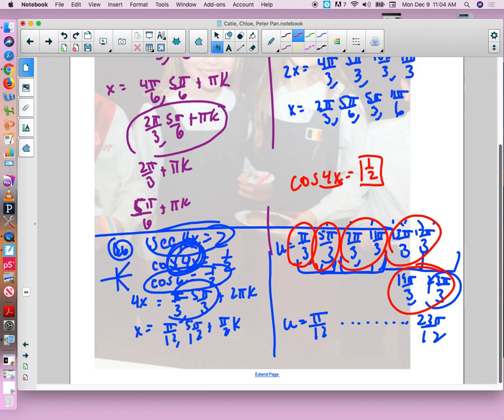Now, I'm not saying I wouldn't here, because here you just find everything that happens in one cycle, and then you divide. But no, you're not going to have to just sit there and add and list. I want you doing something more important.